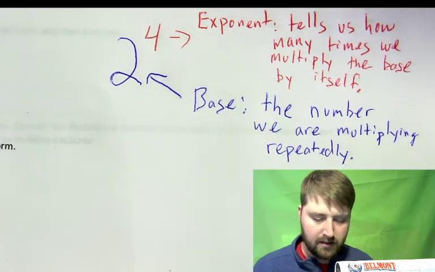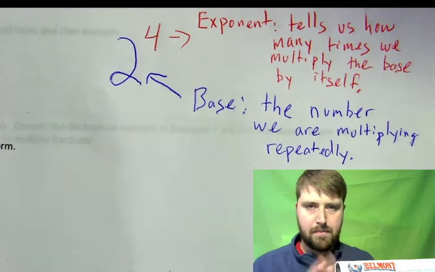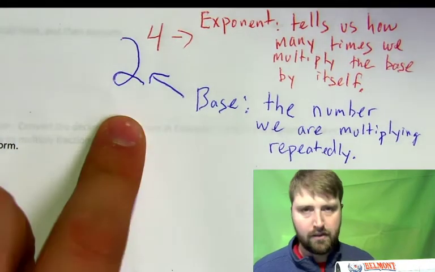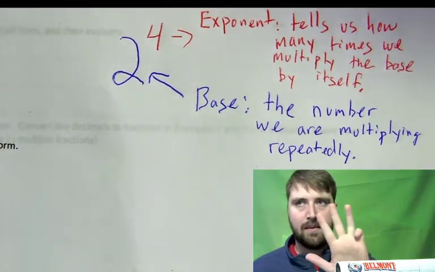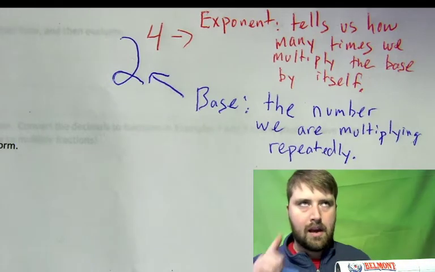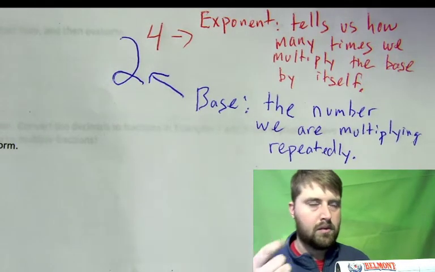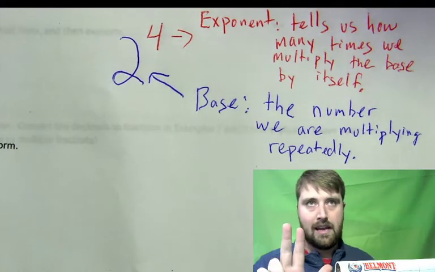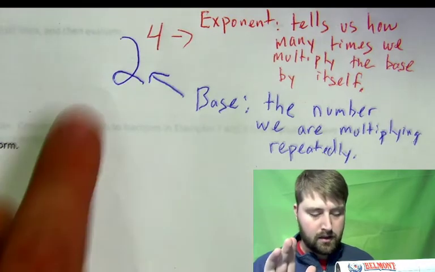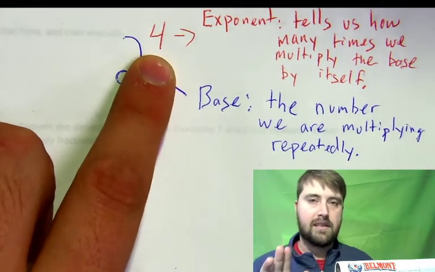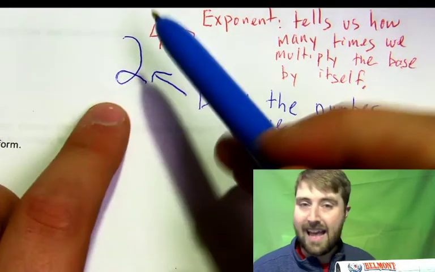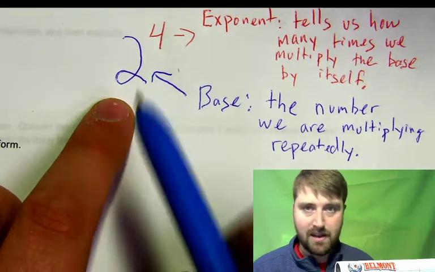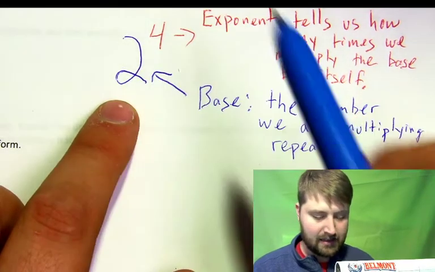Okay, so the exponent tells us how many times we multiply the base by itself. So we ask ourselves, how many times are we multiplying 2 by itself? 4 times. 2 times 2 times 2 times 2. Now I want us to think in our heads, what is 2 times 2? 2 times 2 is 4. Times 2 again is 8. Times 2 is 16. So 2 to the fourth power is 16. What an exponent is not is 2 times 4. It is not 2 times 4 because 2 times 4 is 8, and 8 is not 16.